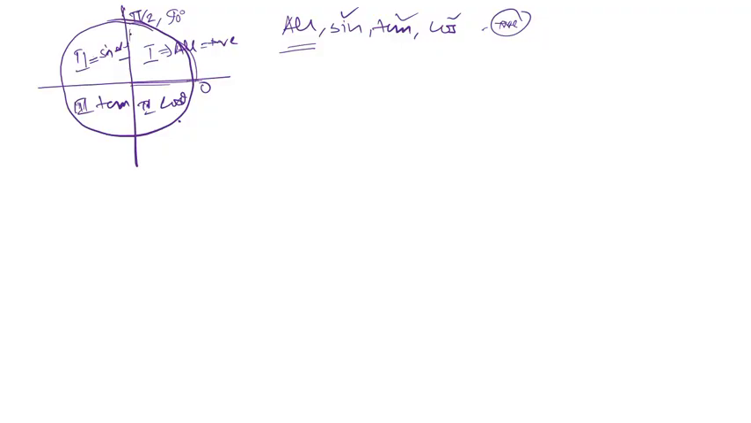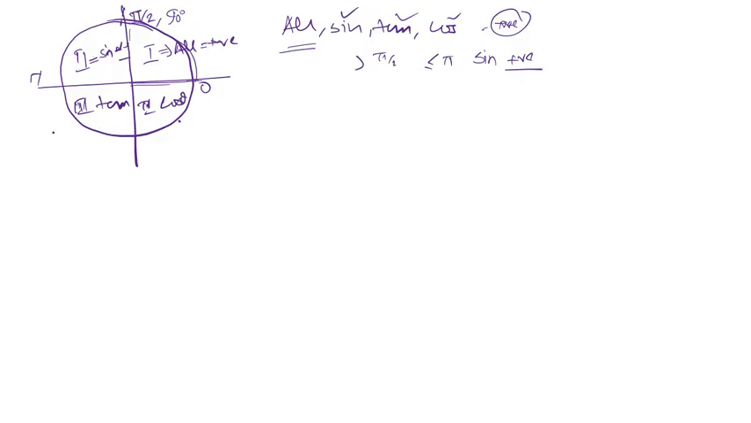Now, in this domain, what is this domain? From pi by 2 to pi, correct? After pi by 2, the domain will be greater than pi by 2 to less than or equal to pi. In this domain, what is happening? Sine is positive, only sine is positive, other two functions are negative. So anything that comes in this will convert that function to negative.